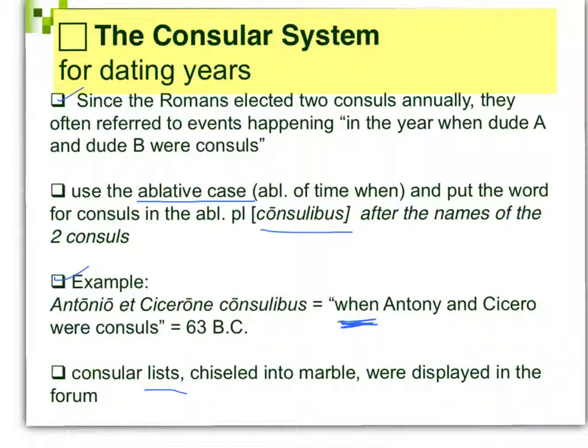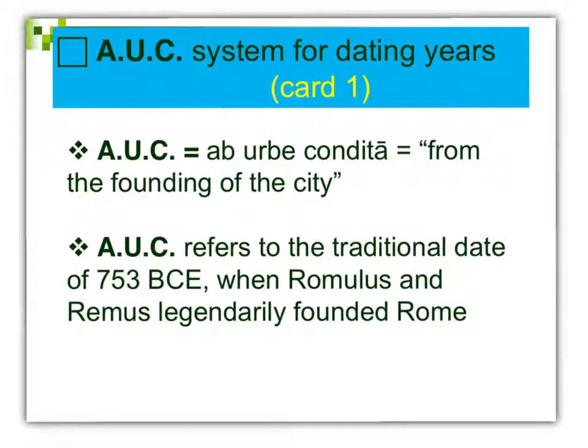And historians, when they're writing in chronological order, would start off a new year by saying this is what happened when so-and-so were consuls. The other way to determine the year is called AUC, or ab urbe condita, which means from the founding of the city. AUC refers to the traditional date of 753 BCE, when Romulus and Remus legendarily founded Rome.